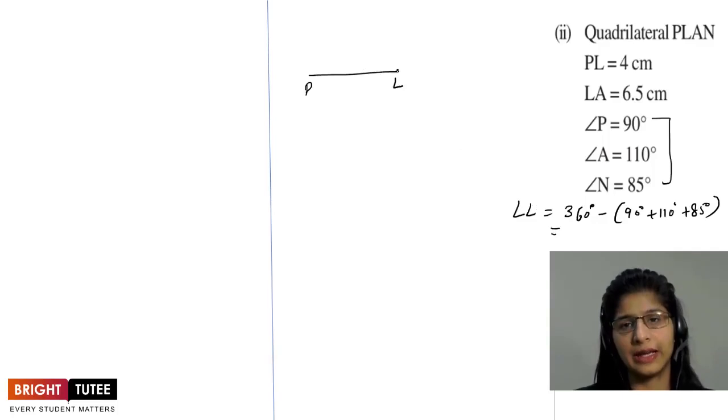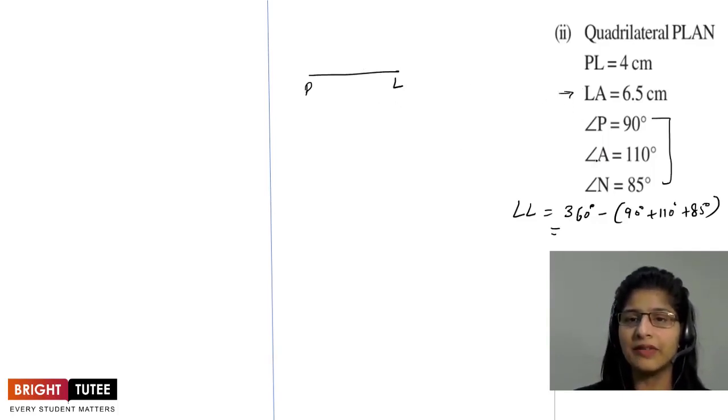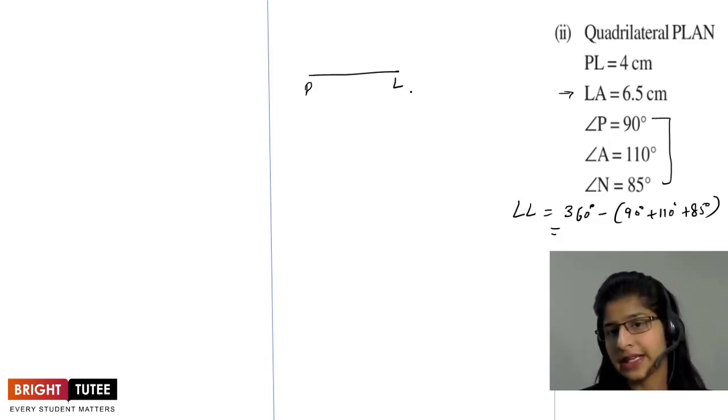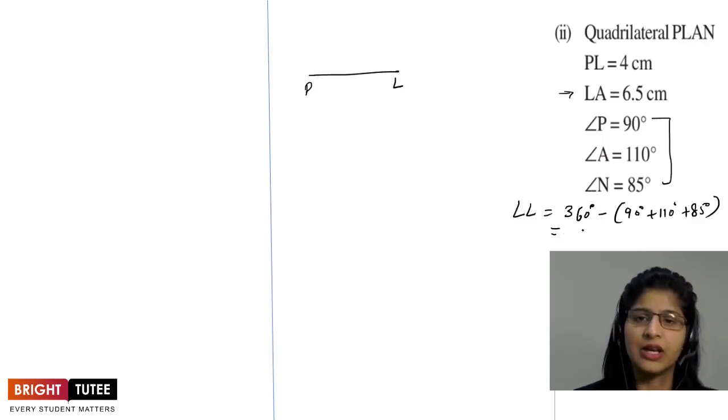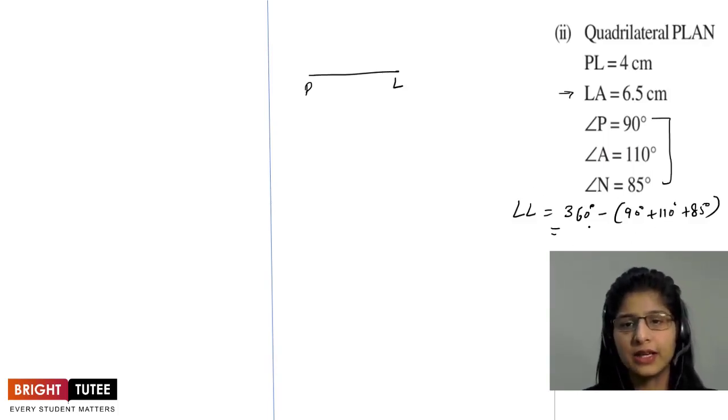If we draw LA, if we draw PL, even if we draw LA, then we know the measurement of angle A. We don't have the angle for L. But if three angles are given, we can definitely find out the fourth angle. We know the sum of angles of a quadrilateral is 360 degrees. So by subtracting the sum of three angles from the total sum, we can find out the fourth angle. You just try it out in your notebook. So we will get 75 degrees.